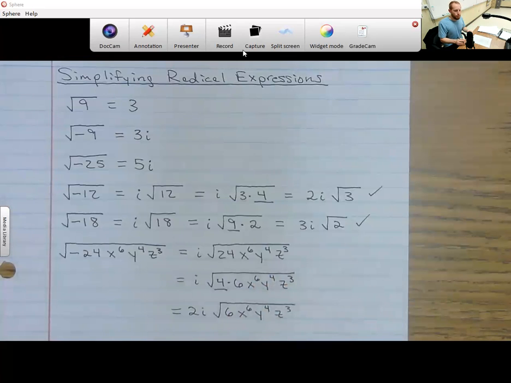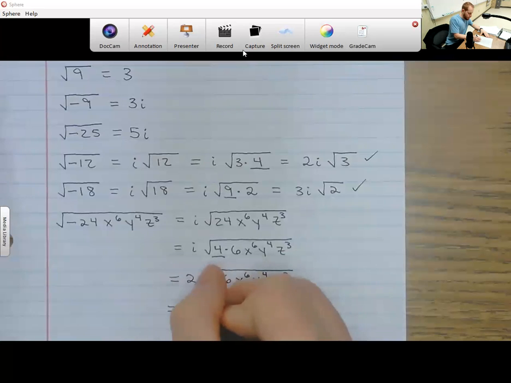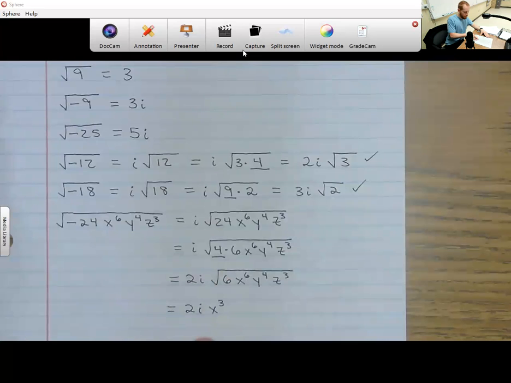Okay, so now what do I do? I can take the variables out in groups of 2, right? All I'm doing here is I'm dividing the exponents by 2. And I'm seeing how many x's, how many y's, and how many z's can come out. So looking at the x's just for a second, I know that I have 6 x's. That means 6 divided by 2 is 3. So I can take out 3 x's. So I have 2ix cubed. And I'm going to stop there.